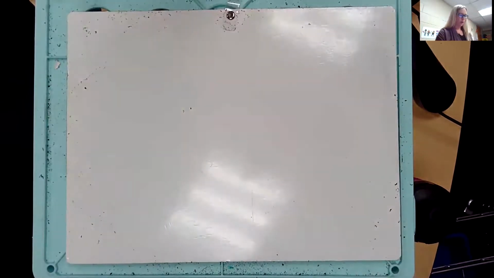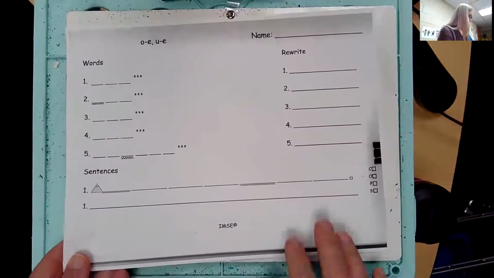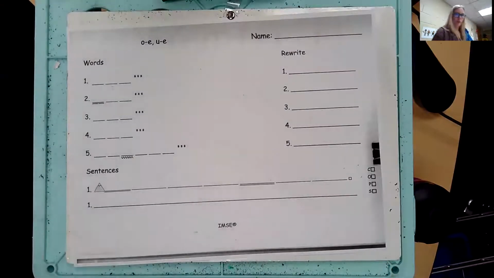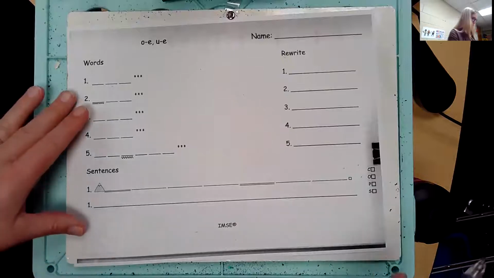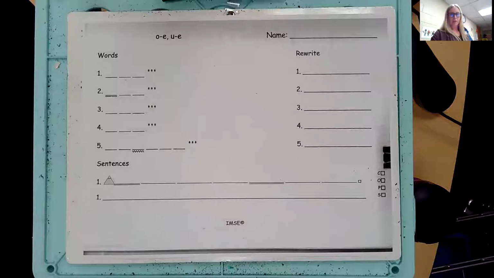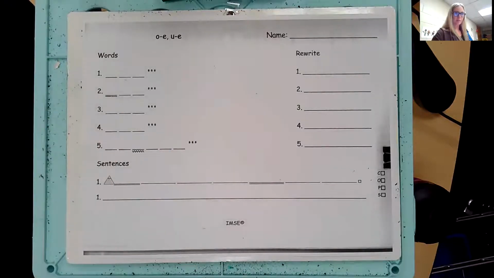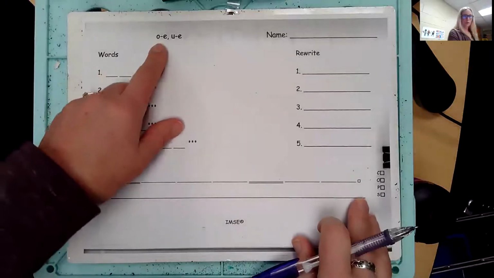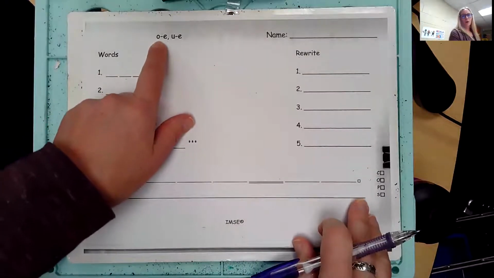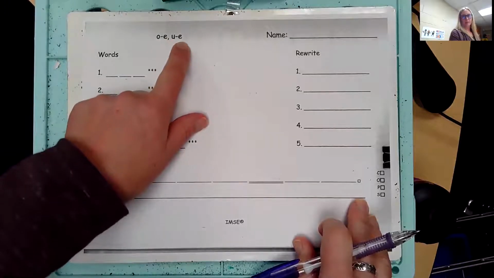Okay, grab your yellow dictation book. We are still in Unit 3. So if you can find this, pause the video and find this in your dictation book. It's the first page that goes sideways. All right, remember our vowel patterns that we're working on are O, consonant E, and U, consonant E.